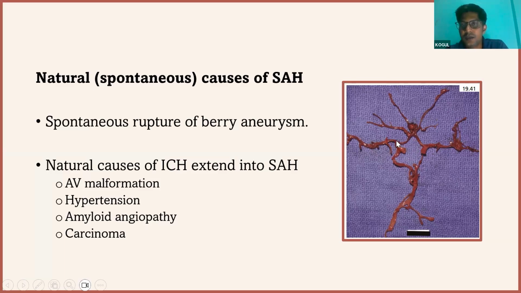The common site of the berry aneurysm is usually the middle cerebral artery, at its connection. Usually it is present from birth, but spontaneously it can rupture and bleed into the subarachnoid space, mainly at the base of the brain. So that is the common natural cause of SAH: basal subarachnoid hemorrhage due to rupture of a berry aneurysm.